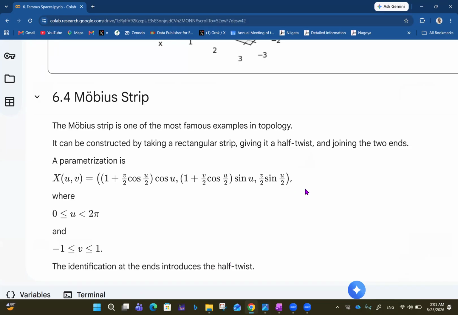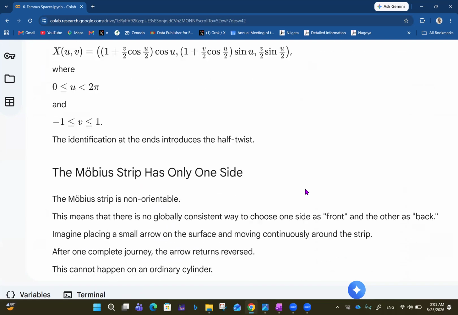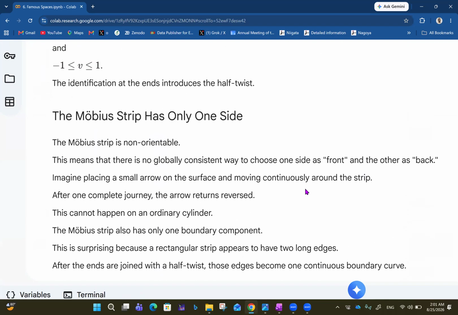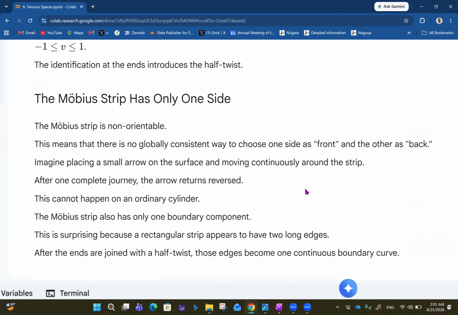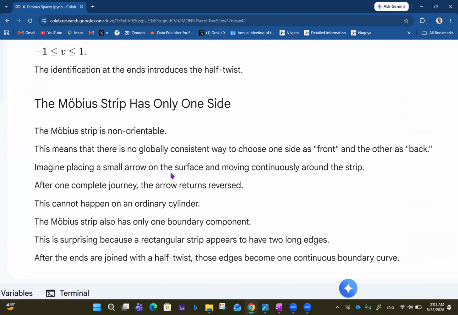So you have the half twist, and the Mobius strip has only one side. The Mobius strip is non-orientable. This means there's no globally consistent way to choose one side as front and the other as back. Imagine placing a small arrow on the surface and moving it continuously around the strip. After one complete journey, the arrow returns reversed. This cannot happen on an ordinary cylinder.